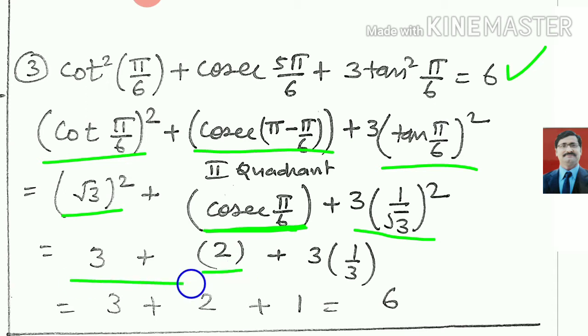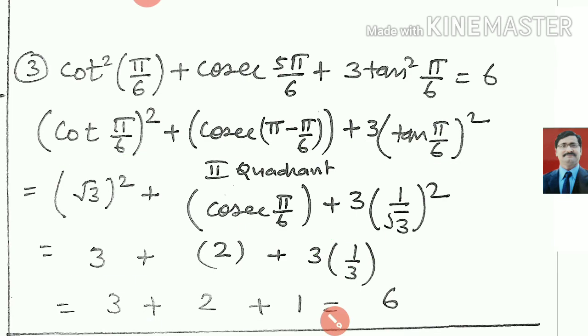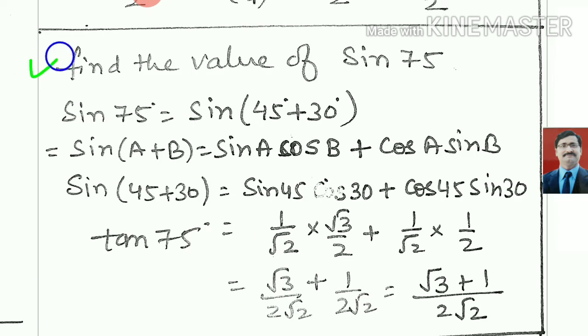So with all these values, root 3 square is 3, cosec pi by 6 is 2, and plus 3 bracket 1 upon 3, and this 3 you can cancel, giving 1. So you will get 3 plus 2 plus 1, and that is equal to 6. So it is a very simple question. Look here, all of you, you have to find the value of sin 75.